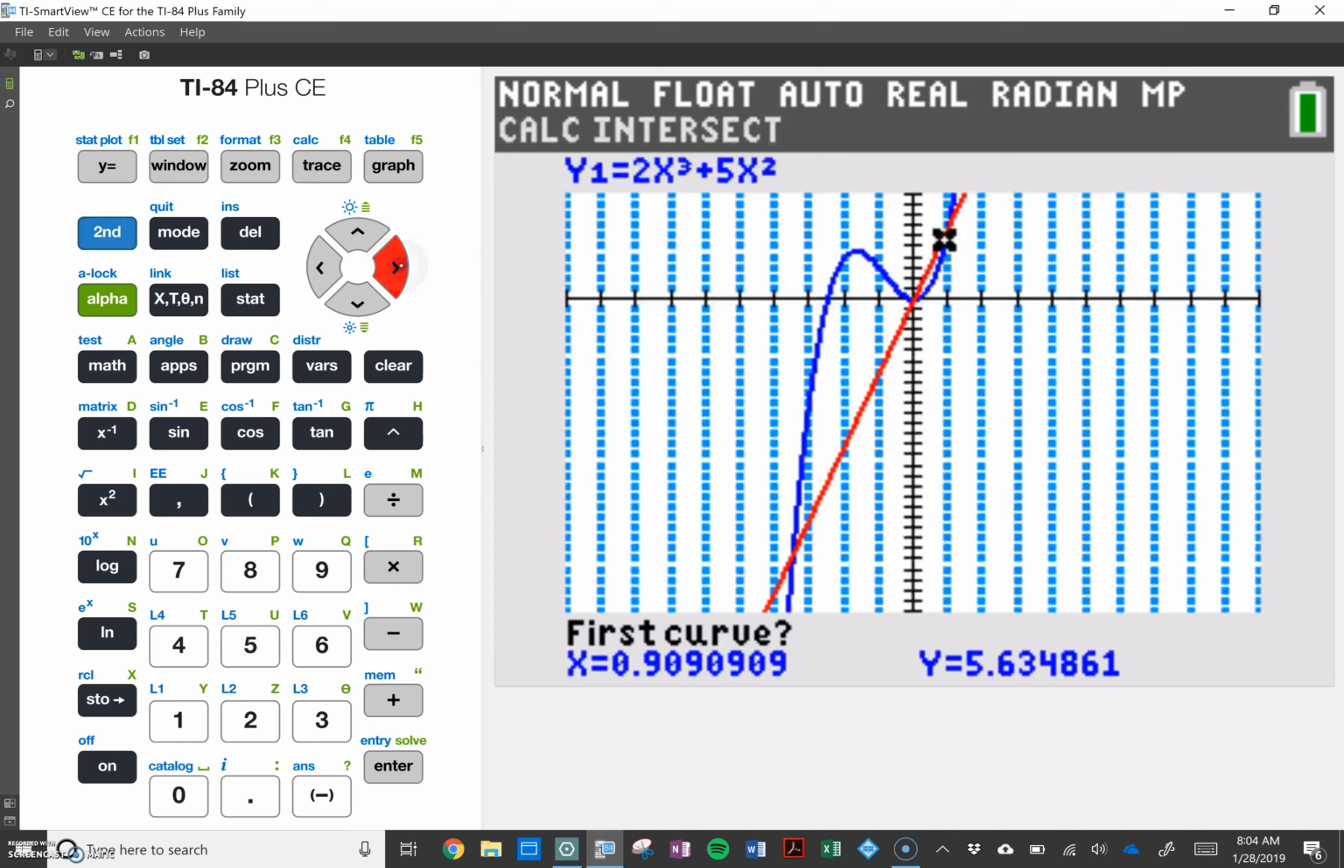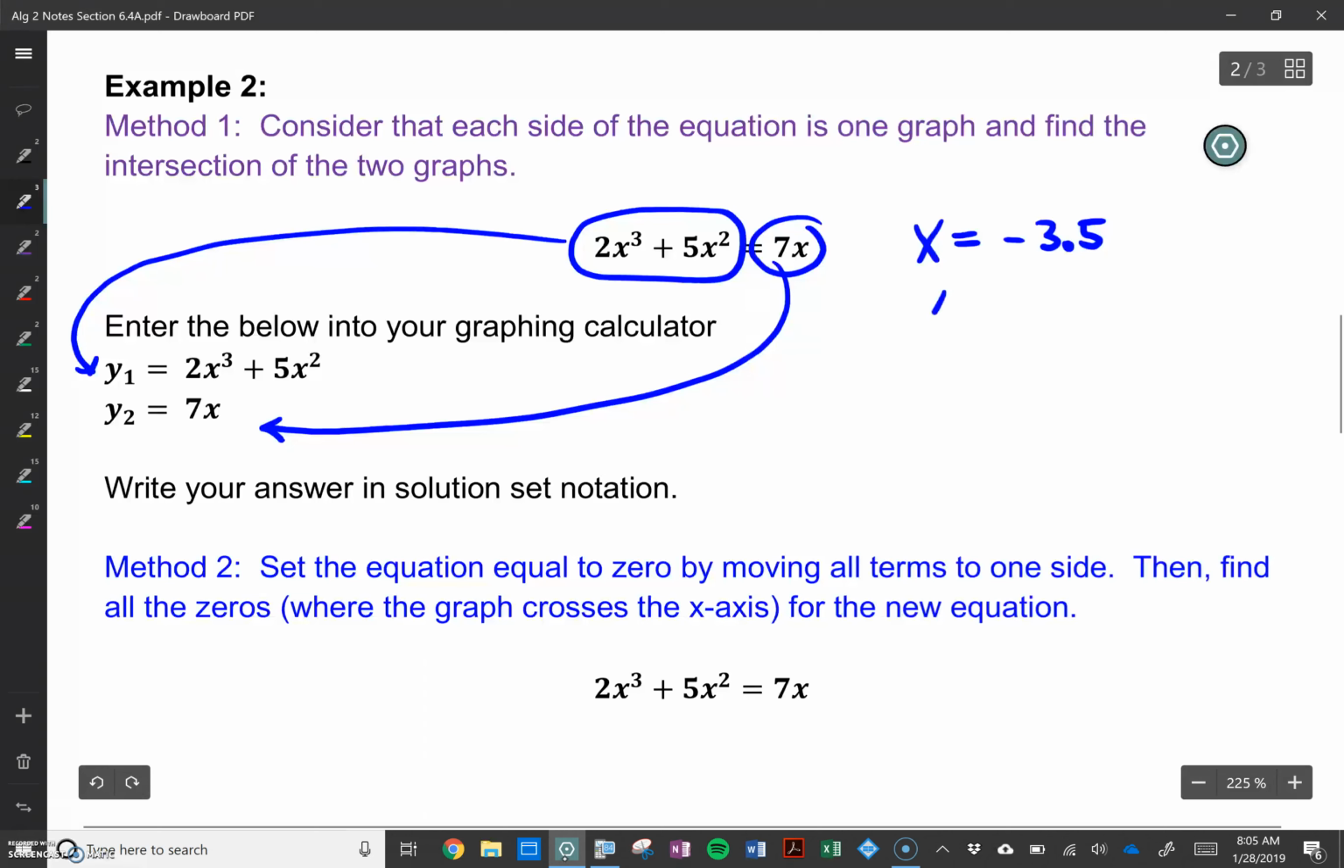Get at least halfway close to that point, which I am. Hit enter 3 times. And my third value is x equals 1. So my 3 values for this are x equals negative 3.5, x equals 0, and x equals 1. And written in set notation, x is an element of the set of numbers negative 3.5, comma 0, comma 1.